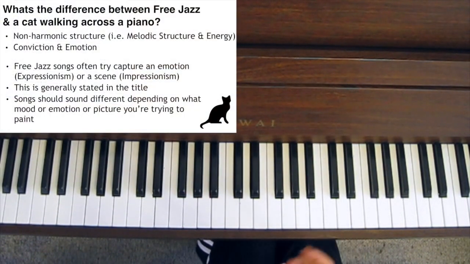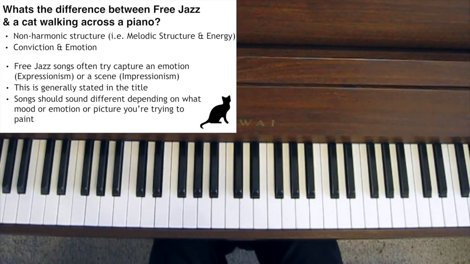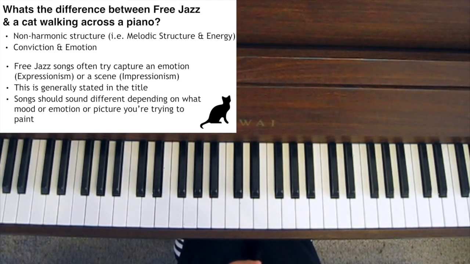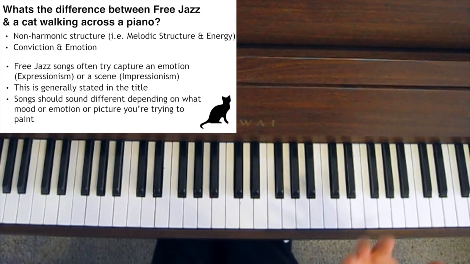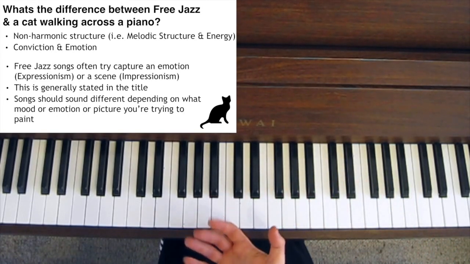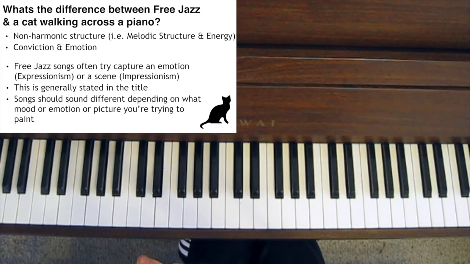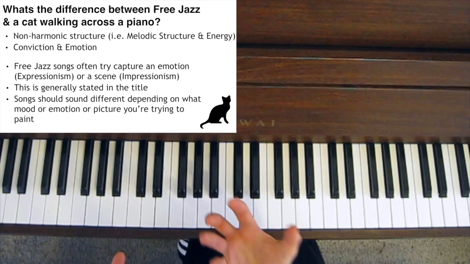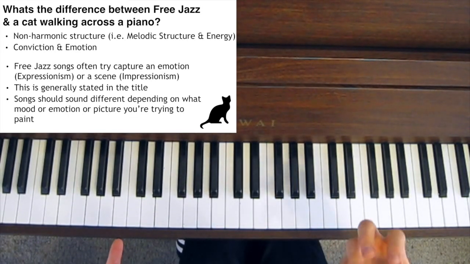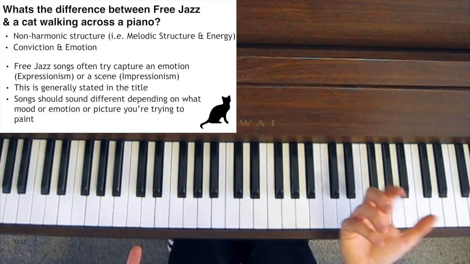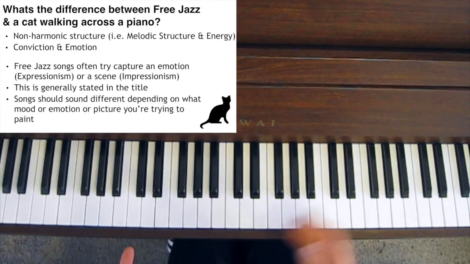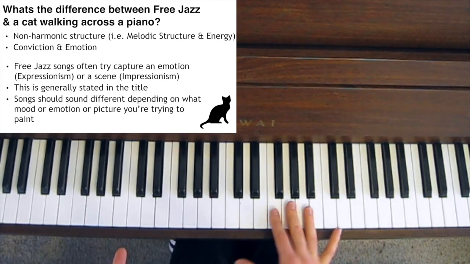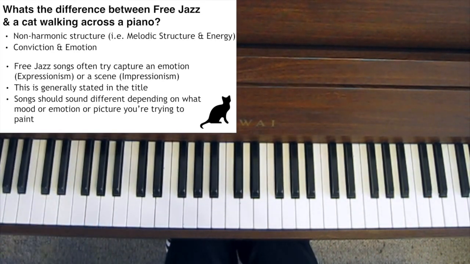Now, it's easy to play while ignoring chords, but chances are if you do that, it's going to sound terrible. It'll sound like you're making mistakes. So what then is the difference between free jazz and a cat walking across a piano? The answer to that question is that firstly, free jazz has that non-harmonic structure. That is, it has melodic structure and it has the increase and the decrease of energy. Whereas a cat walking across a piano is kind of missing that structural element.